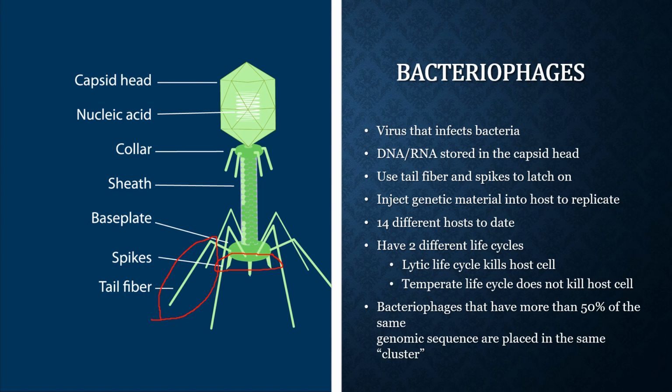Bacteriophages also have two different life cycles, which I will go into more detail here shortly. They have the lytic life cycle, which kills the host cell, and the temperate life cycle, which does not kill the host cell. Bacteriophages that have more than 50% of the same genome are in a subgroup called a cluster. When you hear me say clusters, just think these are bacteriophages that have similar genomes. These clusters are designated by letters and numbers, so it could be like A1, A2, A3, or DD, DE, DF, that kind of thing.